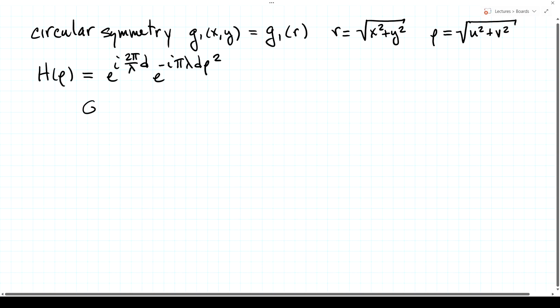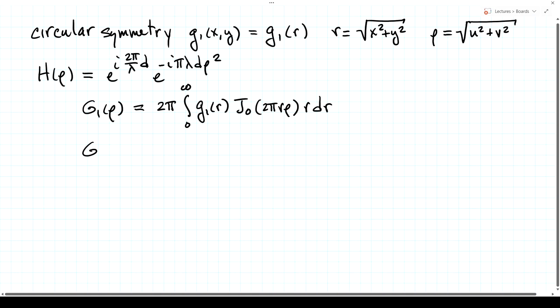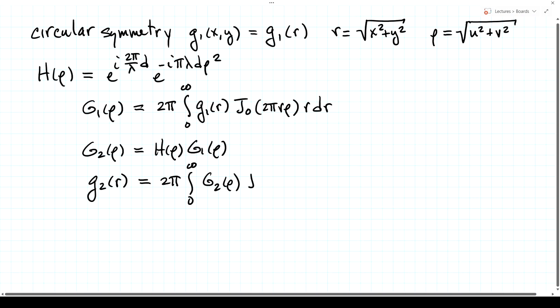So in this case, the angular spectrum of the input field, big G1 of rho, would be 2 pi times the integral from 0 to infinity, little g1 of r, Bessel function of order 0, J0, 2 pi r rho, r dr. Then the angular spectrum for the output, G2 of rho, would be the transfer function of free space times the angular spectrum of the input. Finally, the output field would be circularly symmetric and would be the inverse Fourier-Bessel transform of G2 of rho: 2 pi times the integral from 0 to infinity, G2 of rho, J0 of 2 pi R rho, rho d rho.